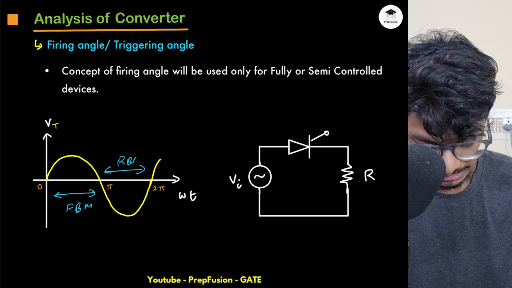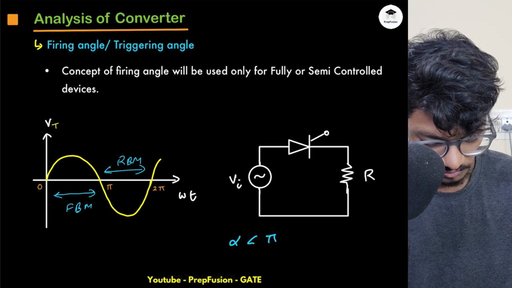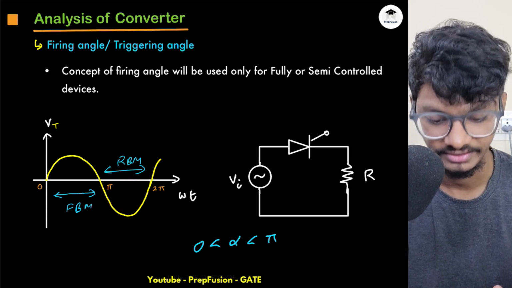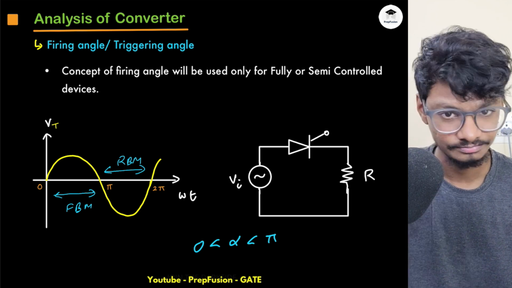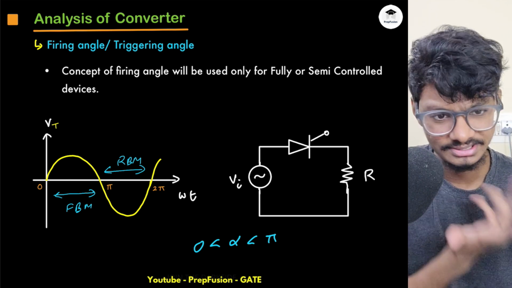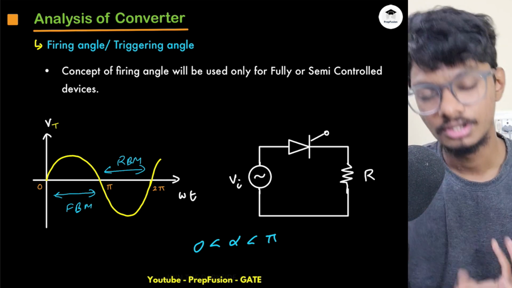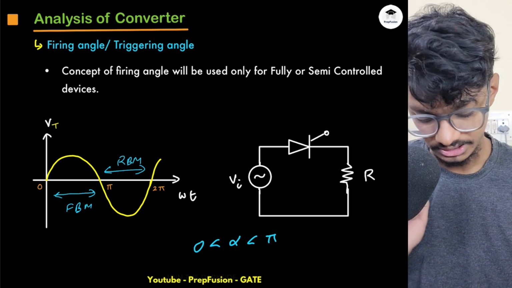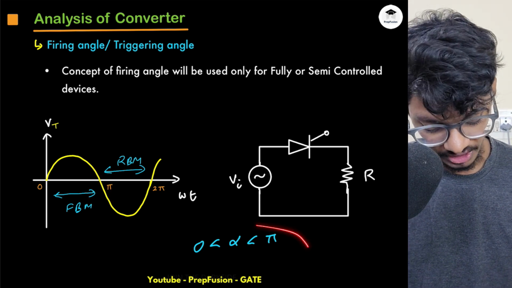So my alpha in this case, that is the firing angle, can have a range from pi to 0, right? It cannot be more than pi because I cannot even control my device. And this concept of firing angle will be used only for fully or semi-controlled devices, because in uncontrolled it is a diode, and a diode doesn't have any firing angle or firing circuit, right? Because a diode turns on, it doesn't have any condition, it cannot block forward voltage. Now in this pi, I have already explained why my range is from 0 to pi.